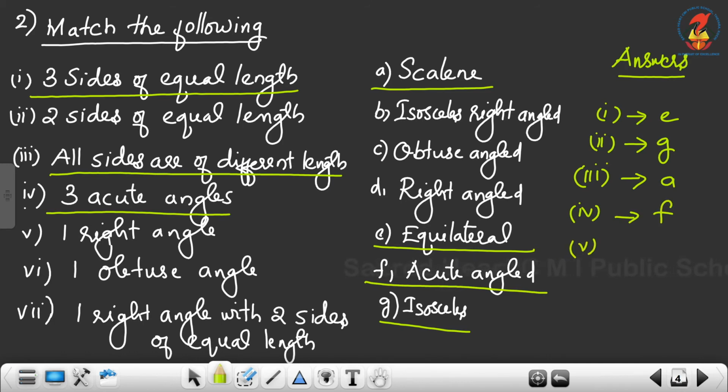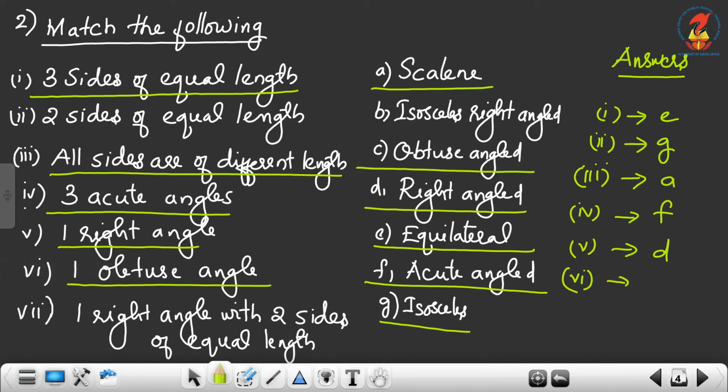Then fifth one, right angle. If only one right angle is there, what is the name of the triangle? Right angle triangle. Then one obtuse angle, only one obtuse angle. Therefore, the name of the triangle is obtuse angle triangle. Now next, one right angle with the two sides of equal length.